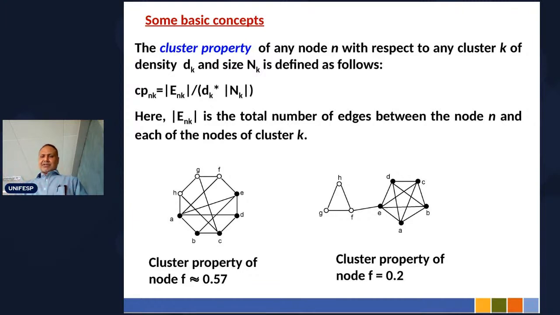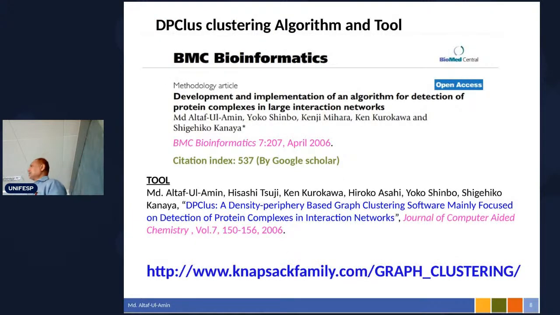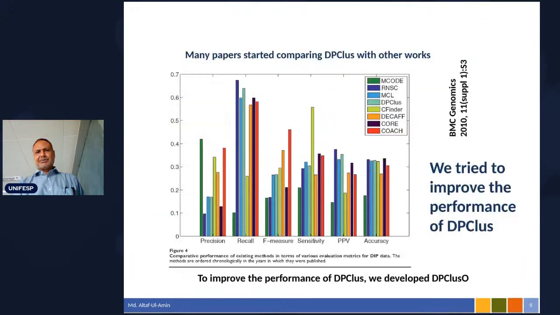So using this concept, we developed and published the graph clustering algorithm and applied it for finding protein complexes in PPI networks a long time ago in 2006. Now many people utilized our tool, and we have a citation index of 537 for this paper. In this paper, we presented the algorithm, and we have developed a graphical user interface tool, and also we published it here. All these tools you can get from this address. It is freely available. Try to use it.